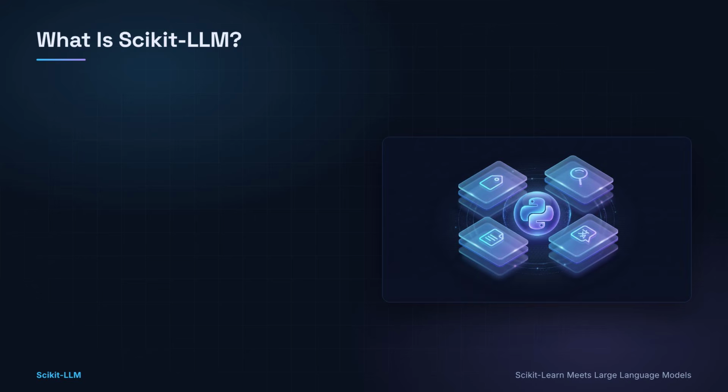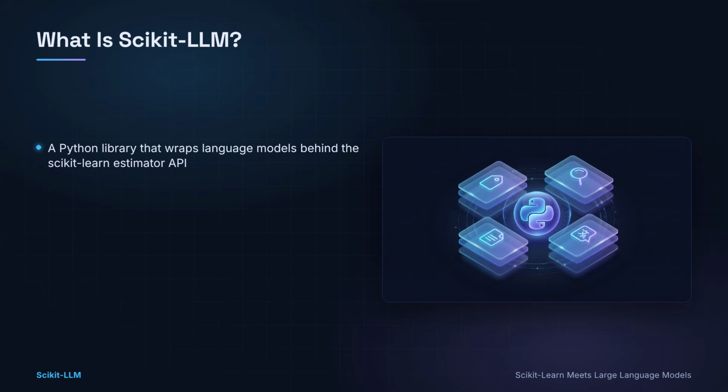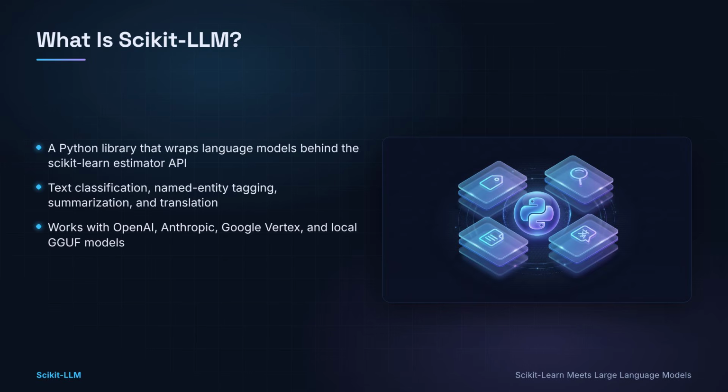So what is Scikit-LLM? At its heart, it's a Python library that wraps language models behind the familiar Scikit-Learn estimator interface. You get text classification, named entity tagging, summarization, and translation. It speaks to OpenAI, Anthropic, Google Vertex, and even local models, all under a permissive MIT license.